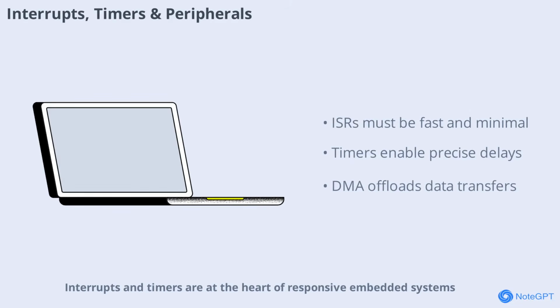Interrupts and timers are at the heart of responsive embedded systems. Interrupt service routines (ISRs) must be short and efficient, often using volatile flags to signal the main program. Hardware timers provide precise delays and periodic actions, while peripherals like ADCs and UARTs are accessed through memory-mapped registers.